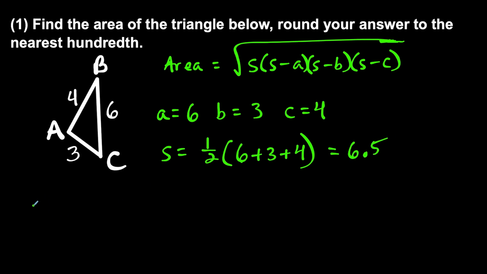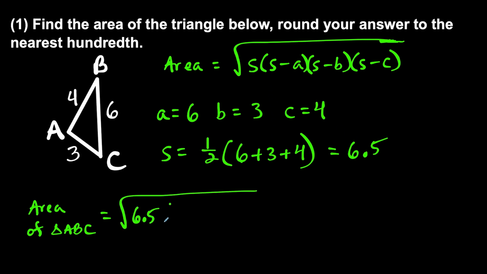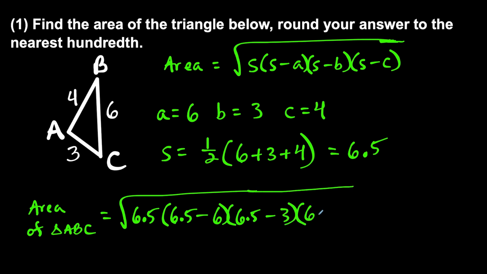So then all we have to do to find the area of this triangle, we could say the area of triangle ABC is going to be equal to the square root of s, which is 6.5, and then we have s once again, which is still 6.5, minus a, which is equal to 6, and then we have 6.5 minus b, and b is equal to 3, and then we have to extend the square root, so we need a little bit more space, and then we have 6.5 minus c, which is equal to 4. So the rest of this is just calculator work.